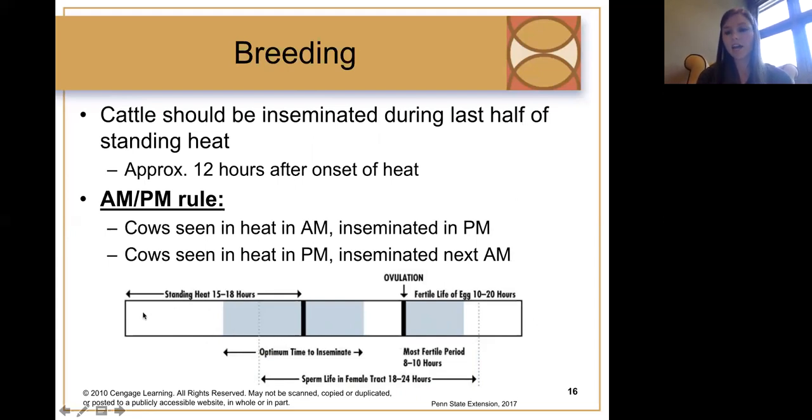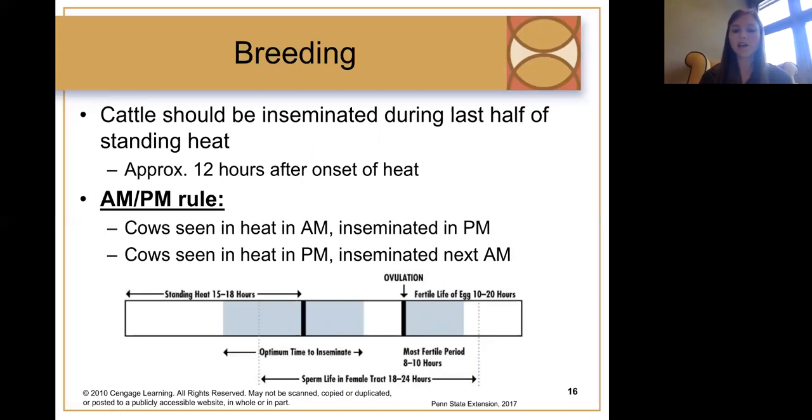As you can see, it is not at the very beginning. So as soon as you see her in heat, you don't need to run out there, because based on when she's going to ovulate, you have a good 12 hours before you really need to inseminate. And if you want to really make sure that you're doing it at the proper time, I know some people will inseminate twice. Like if she comes into heat in the morning, you might inseminate that night and then also the next morning. But that just depends on how much semen you want to use and how accurate you really want to try to be.